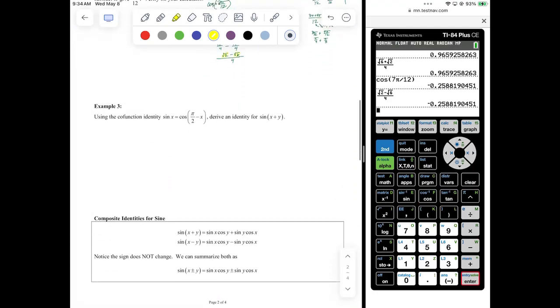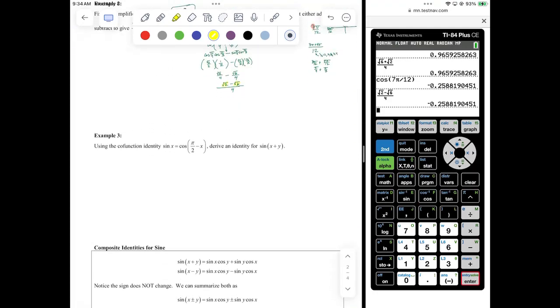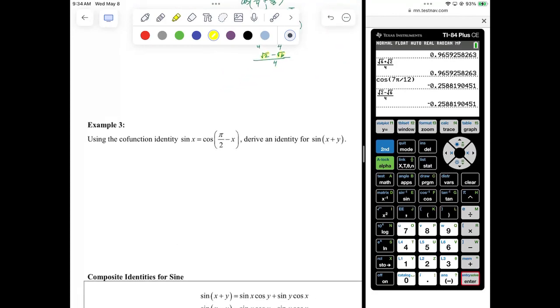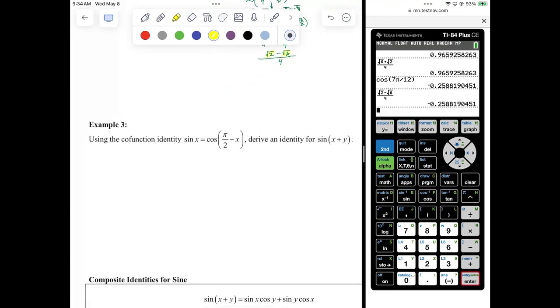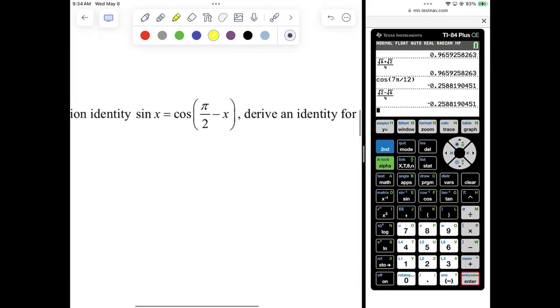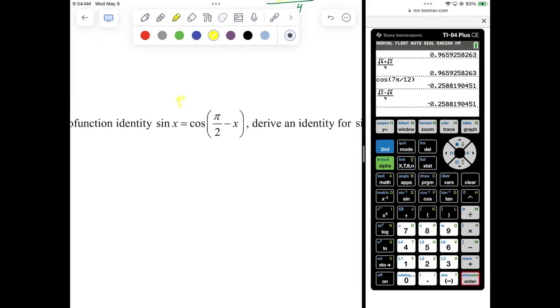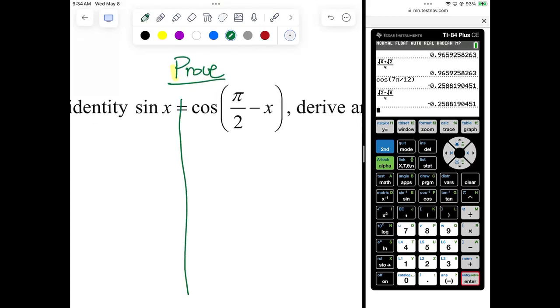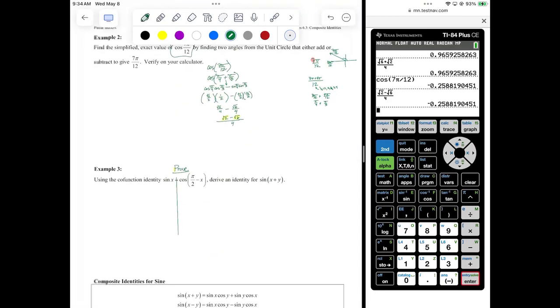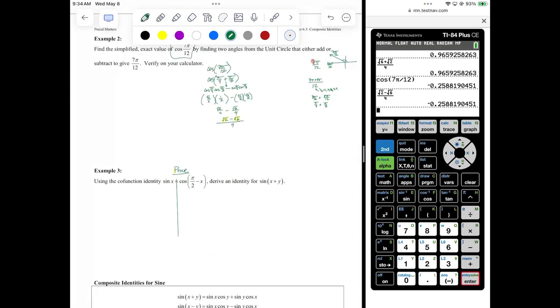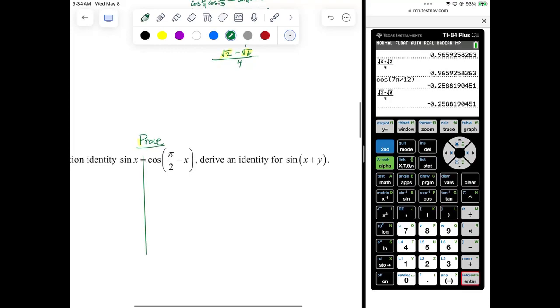All right. Let's do one more proof here, and then we'll be done. Using the cofunction identity, derive an identity for sine of x minus y. Actually, instead of doing that, let's do something else. Let's prove this first. I'm going to change the instructions here. I want to prove this identity. Let's draw a line down the middle. We'll circle back to example 3 tomorrow and derive an identity. But right now, I just want to prove it.